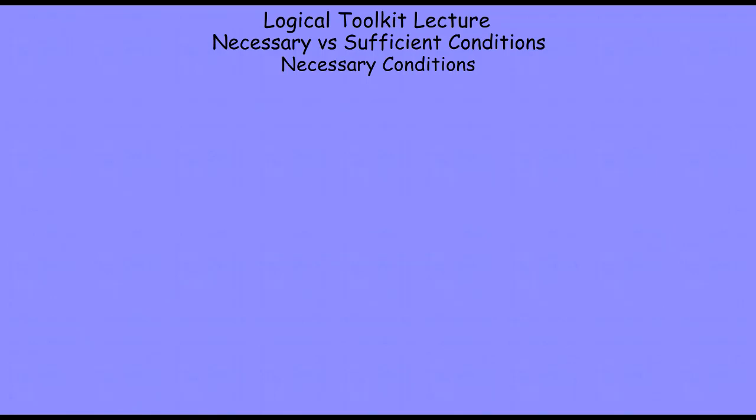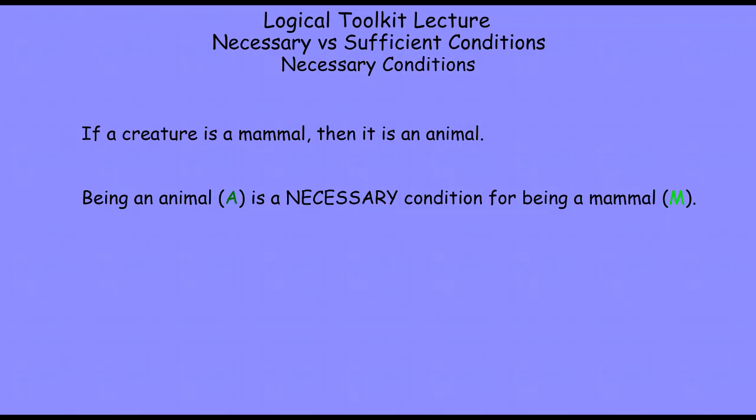Oftentimes, philosophers will differentiate between a necessary condition for something and a sufficient condition for something. So why don't we think about those two concepts for a moment? Suppose we think that if a creature is a mammal, then it is an animal. Well, then we can make a claim about necessity here. Being an animal, A, is a necessary condition for being a mammal. You can't be a mammal without being an animal.